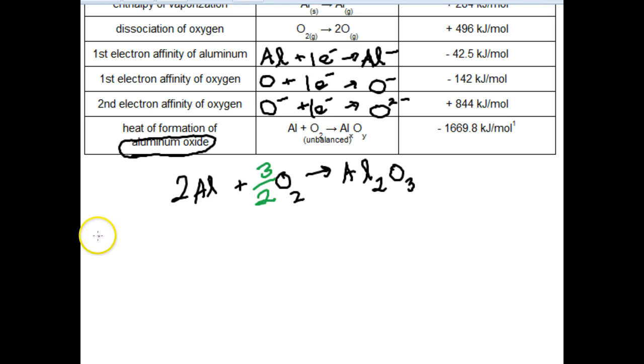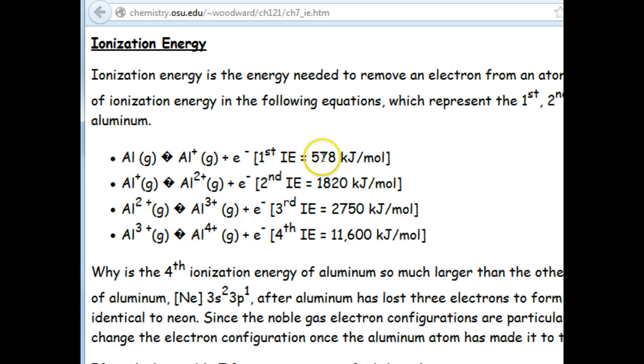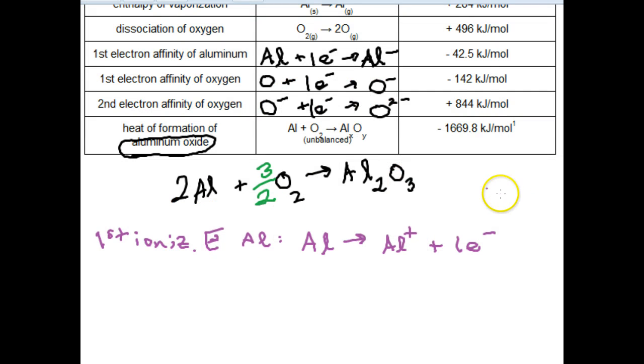So the first ionization energy, I'll put E for energy, for Al, is the energy that it takes to grab 1 electron from Al. So to take Al and get Al plus, that's Al missing 1 electron, and 1 electron. In this chemical equation, I've grabbed 1 electron out of Al to get Al plus and 1 electron. Those are the products. All right, and the energy there is 578 kilojoules per mole.